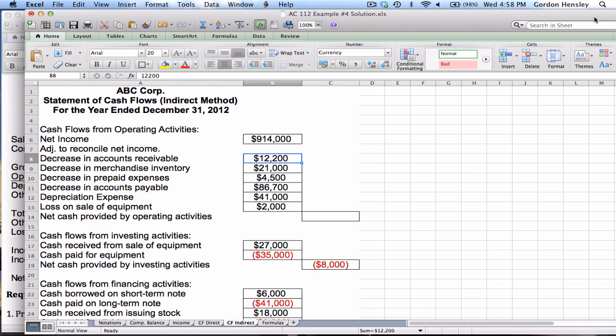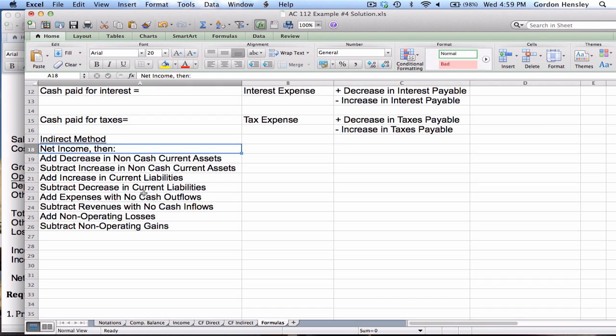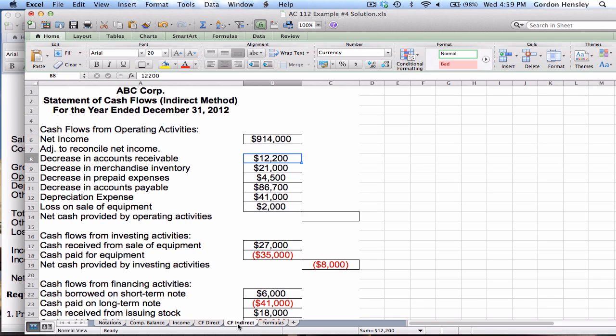But now what I have to do is go back and see which ones of these numbers need to be positive, which ones need to be negative. That's where my formulas are going to come in handy. Look at my formulas. Indirect method, it says net income then. Then I have all these adjustments. It says if I have a decrease in a non-cash current asset, that needs to be added. Well, I had several of those. I had a decrease in accounts receivable, inventory, and prepaids. See, these are non-cash current assets.